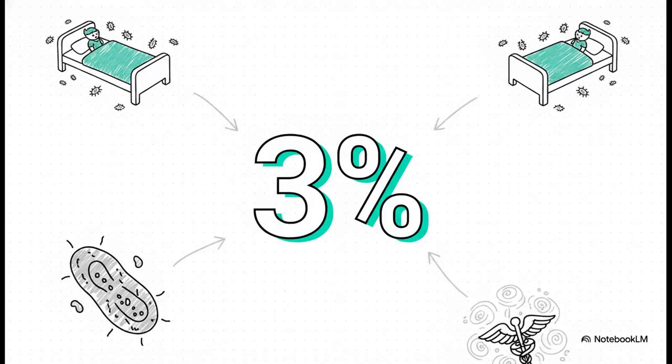And just to really underscore the sheer scale of this issue, take a look at this. 3%. HAIs affect at least 3% of hospitalized patients at any given time. That is a massive clinical burden. Oh, and if you're wondering what the most frequent hospital-acquired infection in the US actually is, it's C. diff.